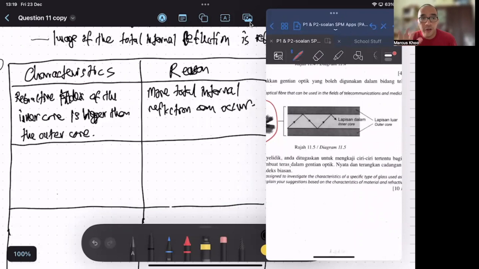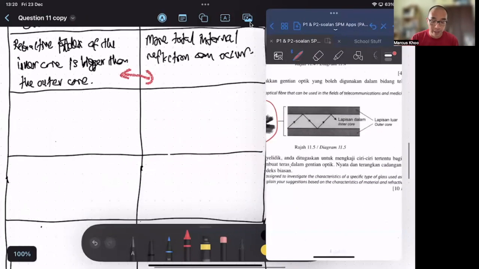Now that we've gotten that out of the way, the refractive index is the only thing that you can actually mention. The rest is actually quite factual. But if you cannot remember much, just remember these two have to come as a pair. The inner core's refractive index must be bigger than the outer one because more total internal reflection can occur. And fiber optics is all about this. We want more total internal reflection so that you can have a stronger signal, high-speed internet and whatever else you want for telecommunications and medicine.